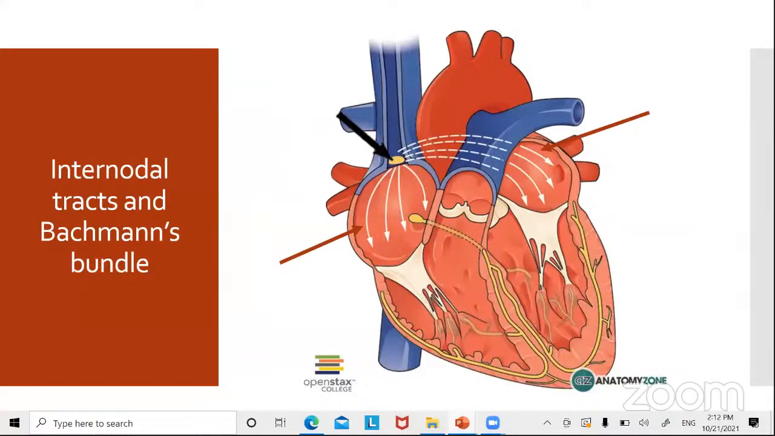After initiation of the electrical impulse from the SA node, the conduction of the depolarization wave from the SA node to the AV node goes through 3 internodal tracts: the anterior, the middle, and the posterior tract in the right atrium, and the Bachmann bundle in the left atrium, which is a branch from the anterior internodal tract. This enables almost simultaneous depolarization of both the right and the left atrium to maintain synchrony.